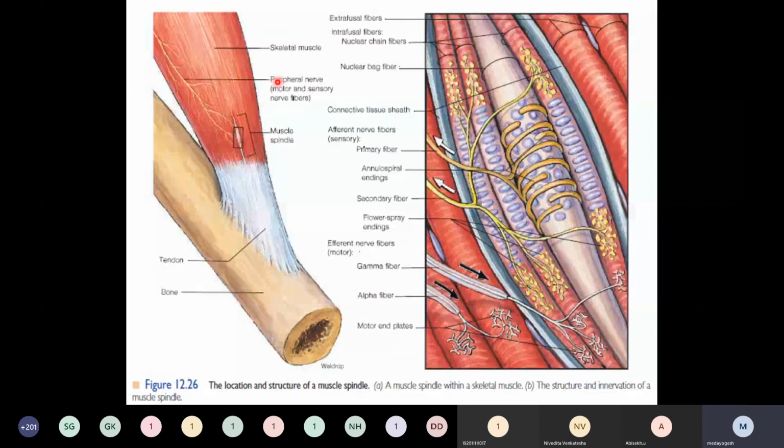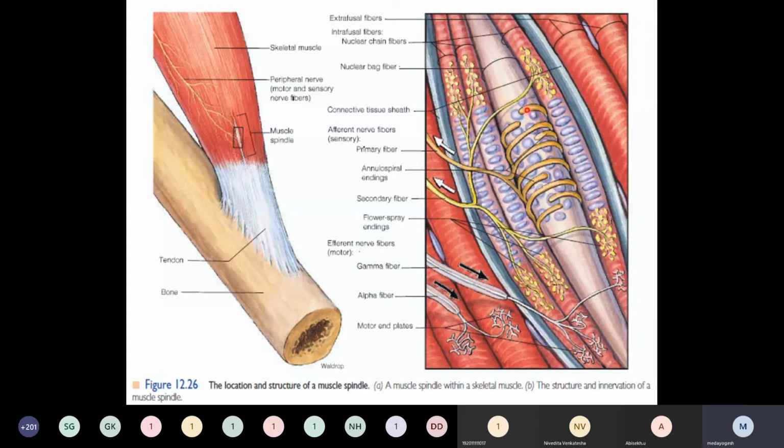See, this is a muscle diagram here. These are the muscle belly, and you can see the tendon through which it is attached to the bone. They have just shown one small structure here. That is the muscle spindle. They have enlarged it and shown it here. It is enclosed in a connective tissue sheath and they are arranged in parallel. These are the extrafusal fibers and these are the intrafusal fibers.